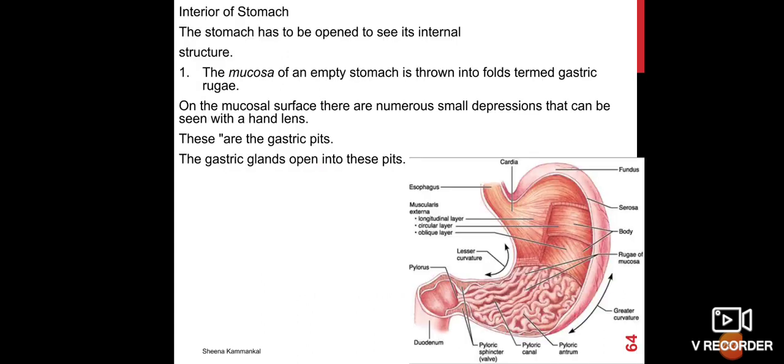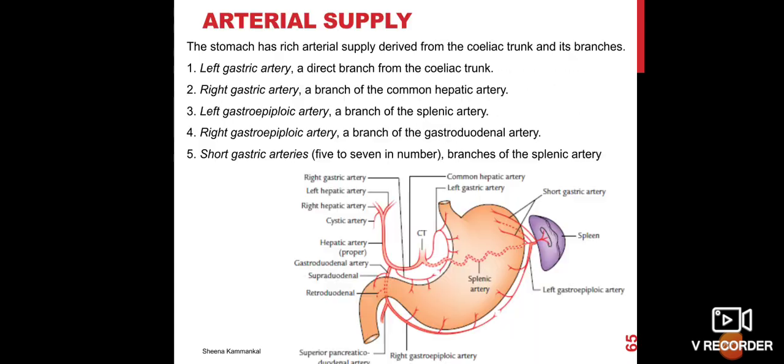Let's see the interior of the stomach. Here in this picture it is opened up, and you can see several rugae or mucosal folds, and they are called gastric rugae. If you look at these gastric rugae with the help of a hand lens, you can see several pits on it, which are called gastric pits. The gastric glands are opening into the gastric pits.